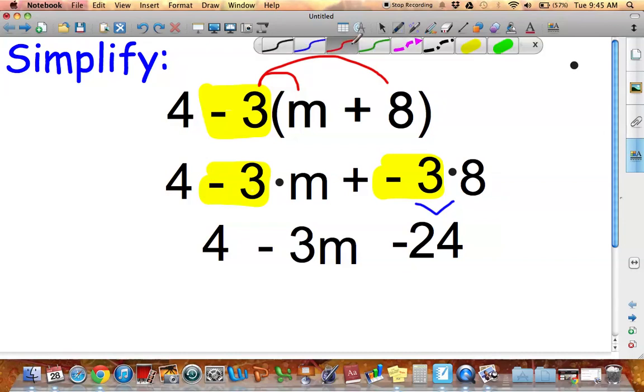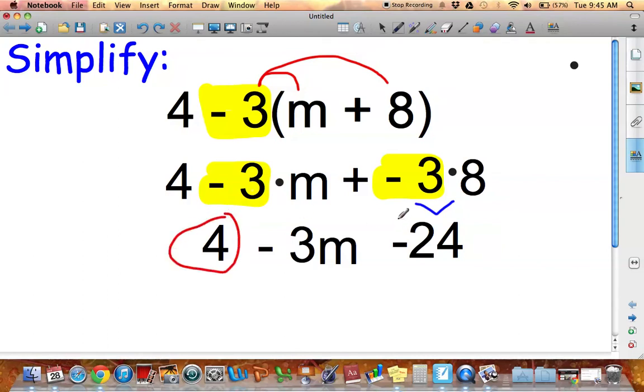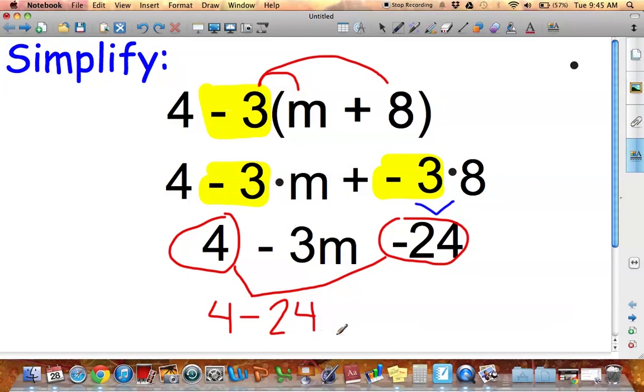The problem is that I've got a 4 out here and a negative 24 over here. These are like terms, so I need to combine these. Let me write these out to make it a little bit clearer. I have 4 minus 24. See how I'm writing exactly what I have in my circled terms? Now remember from our previous unit, subtracting, not our favorite, so I'm going to change this one to adding the opposite.